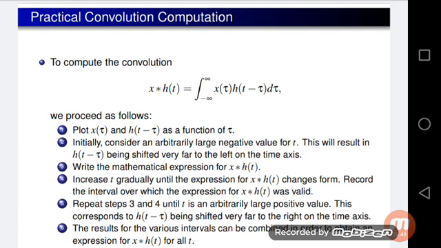Next, fifth point, repeat steps 3 and 4 until t is an arbitrarily large positive value. This corresponds to h(t minus tau) being shifted very far to the right on the time axis. The results for various intervals can be combined in order to obtain an expression for x * h(t) for all t. These are the different properties and rules of LTI systems, which help in simplifying problems for further computations.